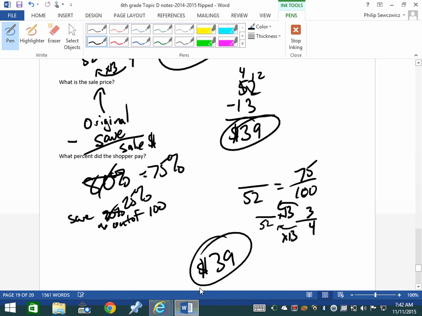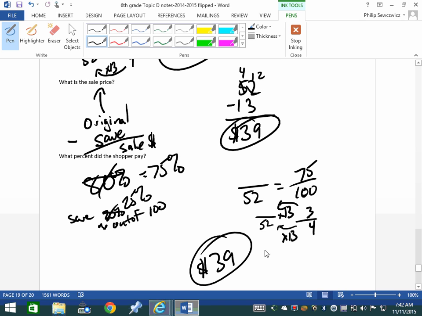So again, it's another way of looking at it, and it's a way of kind of checking them. If you're taking off 20%, we can do that, or you can realize I'm just going to find what 80% is. So that's what the shopper actually paid.